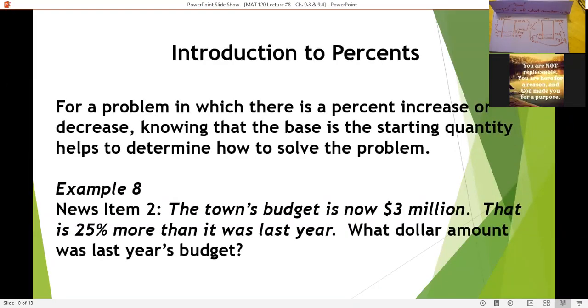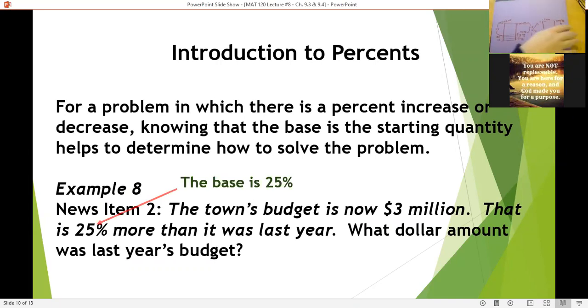In this one, once again, we're asking you to identify the base. The question reads, the town's budget is now $3 million. That is 25% more than it was last year. What dollar amount was last year's budget? Okay, so let's just jot that down.